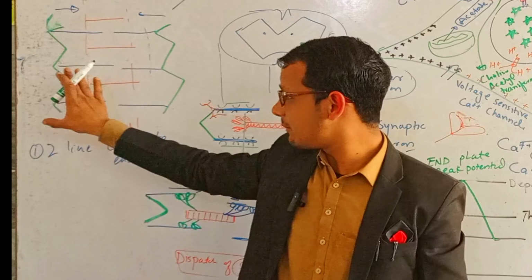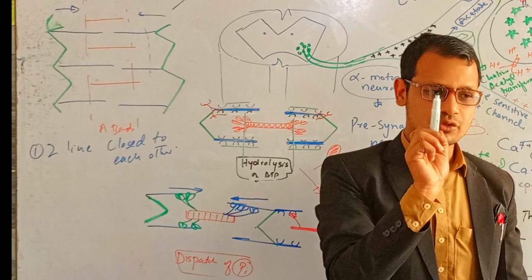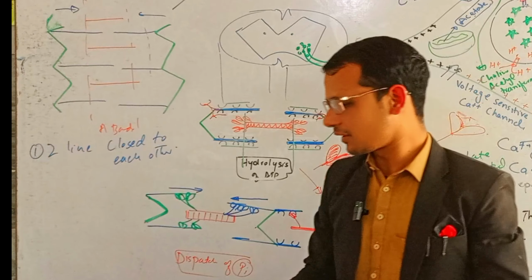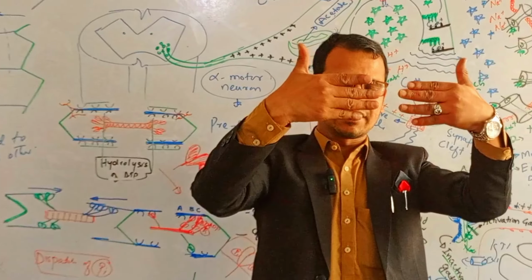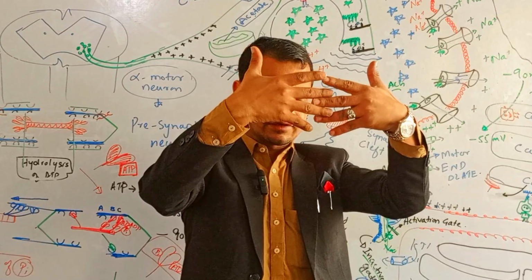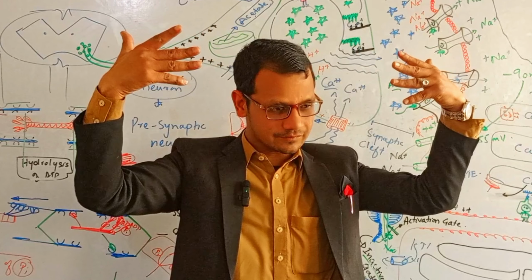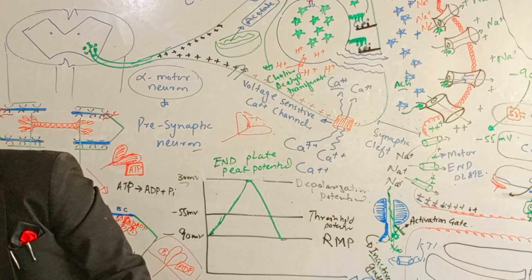So the Z lines come close to each other, the A band is not affected, but the H zone will disappear. For example, this middle of the fingers is the H zone, and when the actins are contracted, the H zone will disappear. They will go into each other.